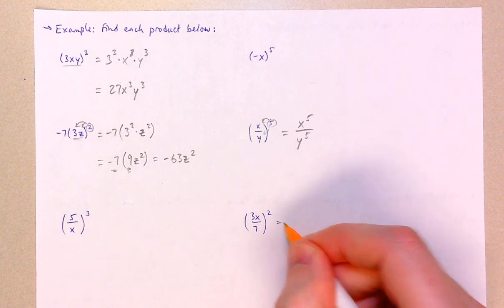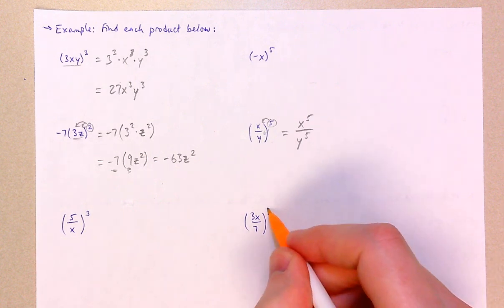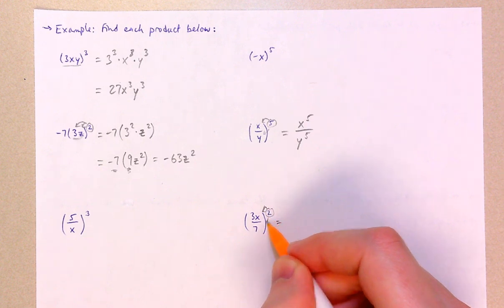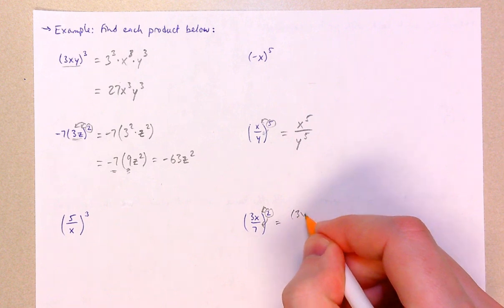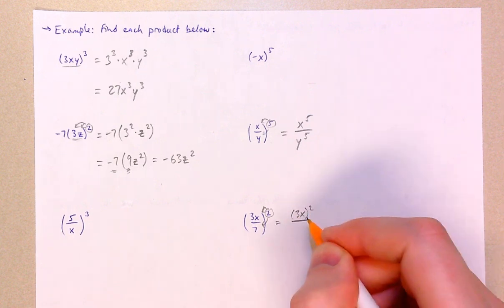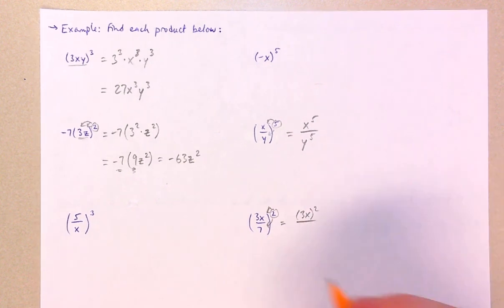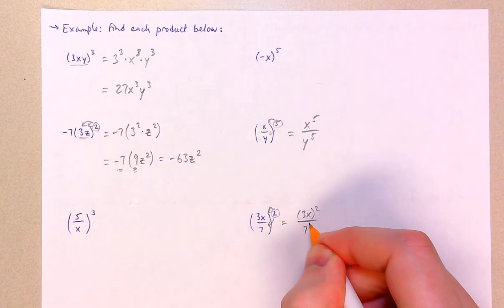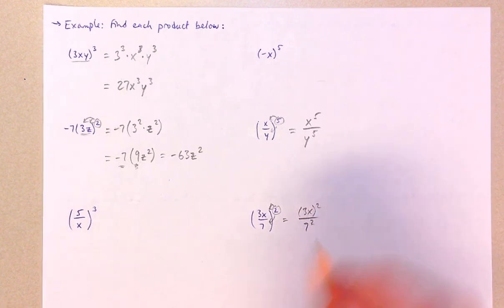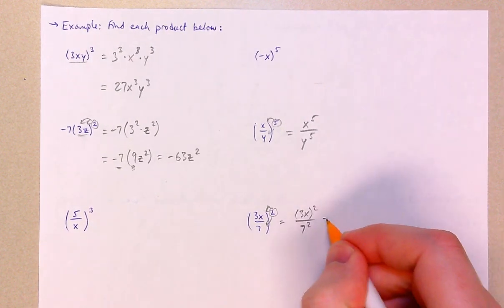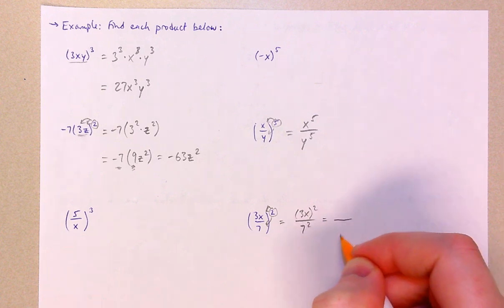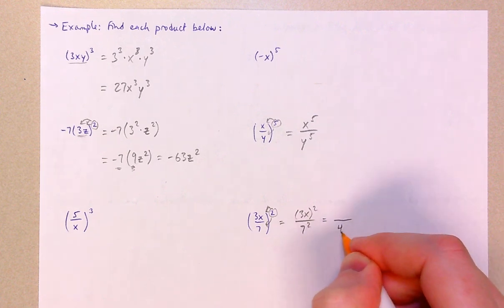So this is going to be the same thing as taking the exponent of 2 and applying it to the entire numerator and the entire denominator. So it's the quantity 3x raised to the power of 2 divided by 7 raised to the power of 2. Okay, well, we know what the bottom is. 7 to the power of 2 is 49.